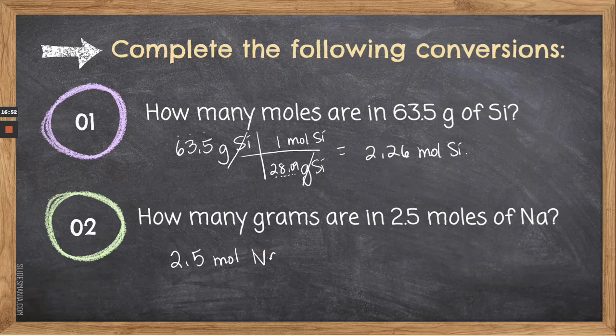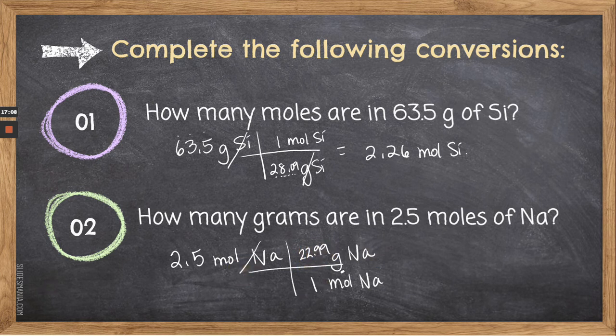2.5 moles of sodium. Okay. Bring down the given. Well, if the moles are on bottom, the only place left is for the grams to go on top. Again, without a lot of fanfare, we should now be able to just do quick little conversions like this.